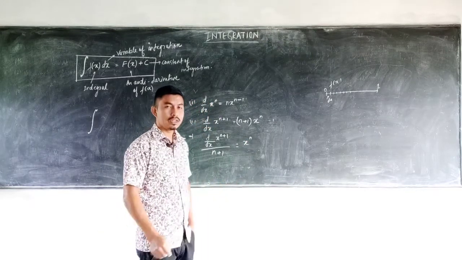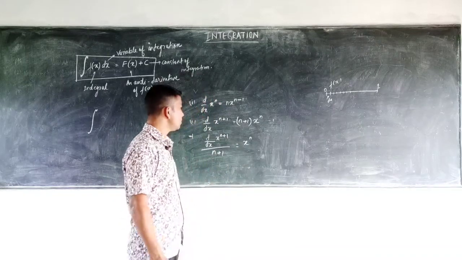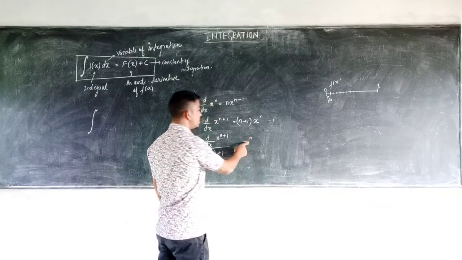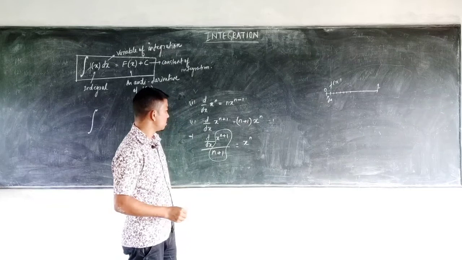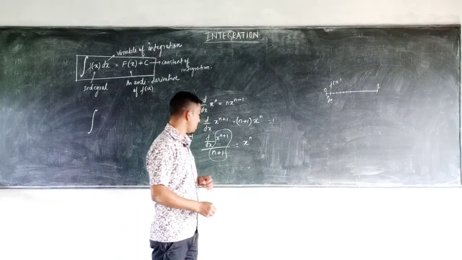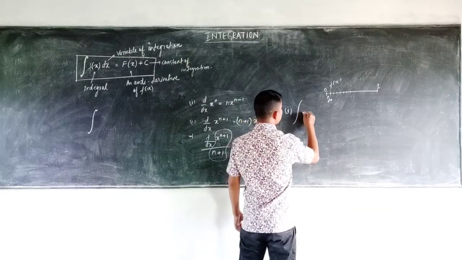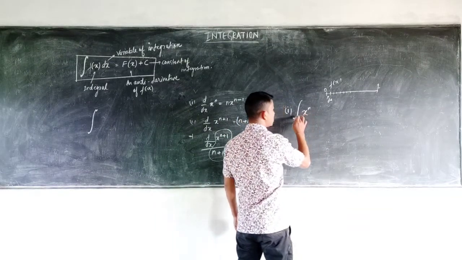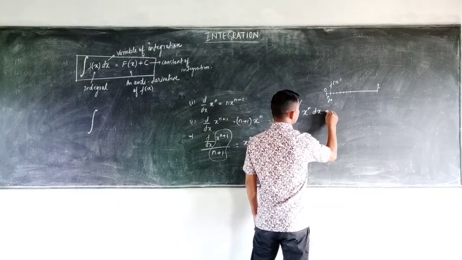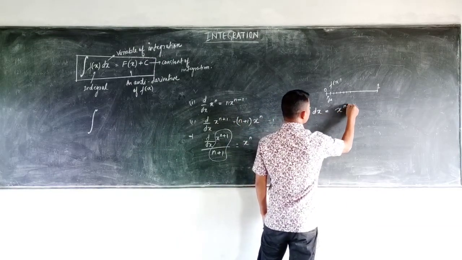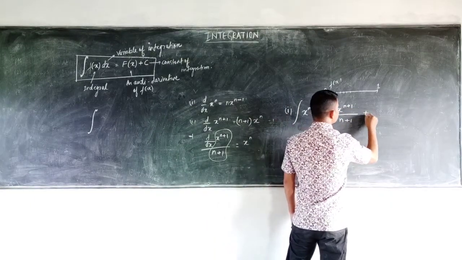Now since I defined integration as the process reverse of differentiation, the first formula of integration is: the integration of x to the power n with respect to dx will simply be equal to x to the power n plus 1 divided by n plus 1 plus c.